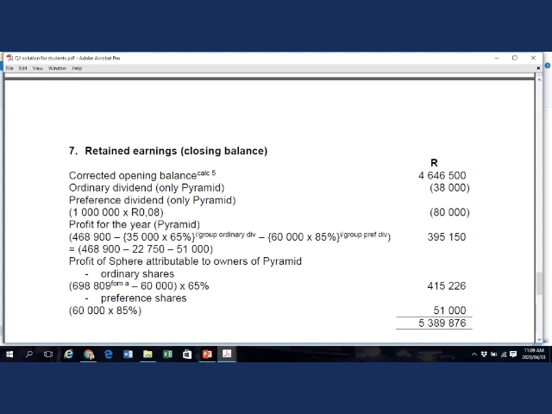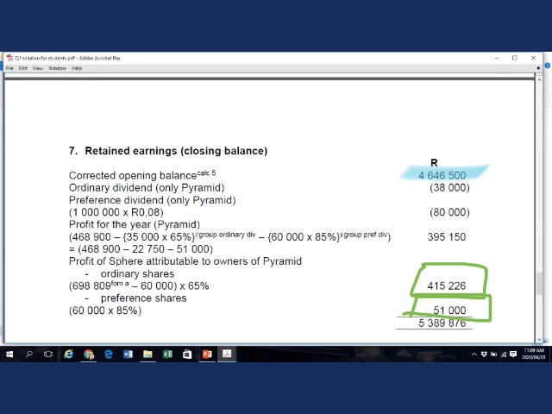The final amount to calculate is now the retained earnings closing balance. Here we start with the corrected opening balance already calculated in calculation 5. These amounts have already been discussed coming from the analysis of equity. There's the 415 from the ordinary analysis. There's the 51 coming from the preference share analysis. It's the profit of S attributable to the owners of P.